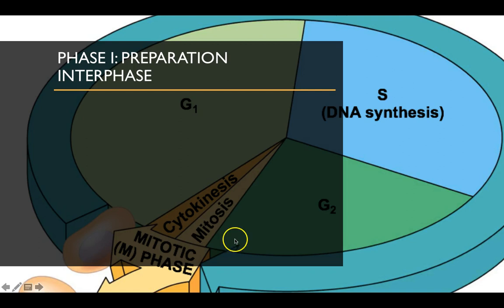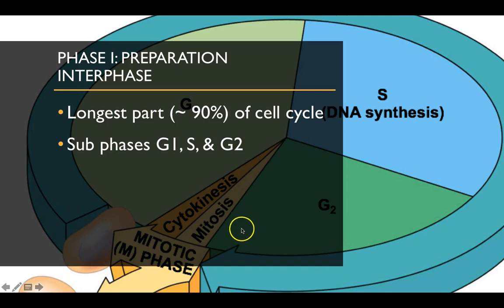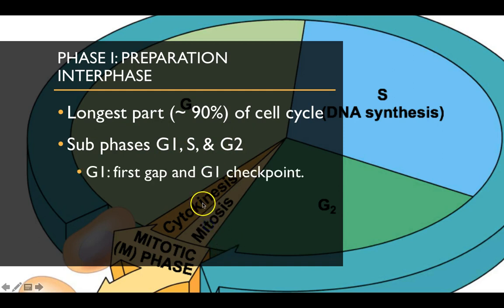So let's look at our preparation phase or interphase. Again, interphase is the longest part of the cell cycle. The cell spends about 90% of its time in the cell cycle and is broken into three subphases, G1, S, and G2. Now, the cell grows throughout all of interphase, but it has significant growth in the G1 and the G2 phases. So, G1 phase is the first gap or gap 1, often referred to as the first growth. This is where the cell starts to grow at a faster rate than normal.